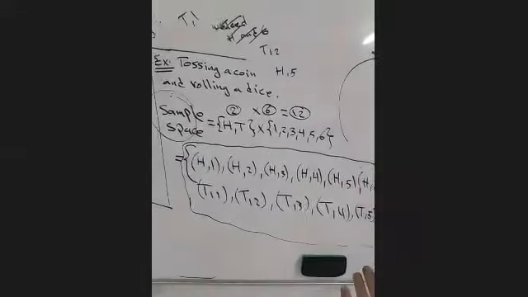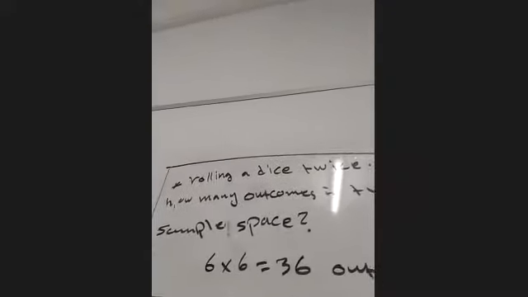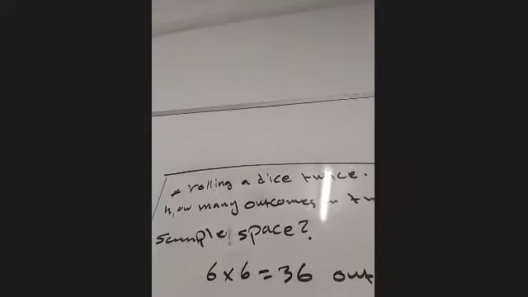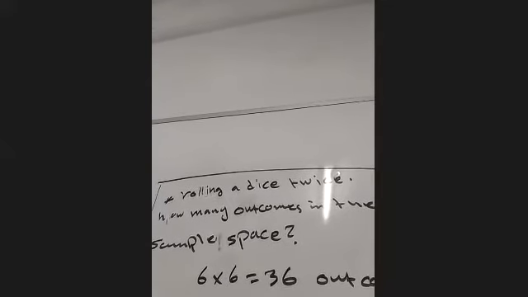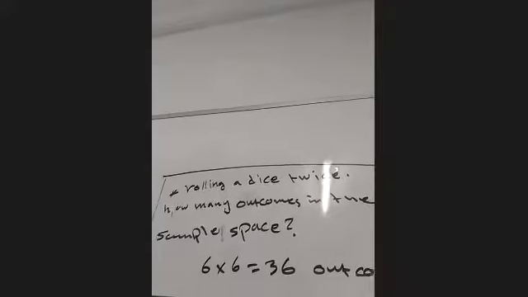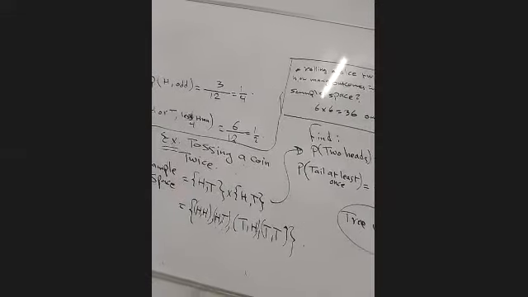You don't have to write it out and count. No, do not add, Mr. Yazan. You multiply, okay? You multiply. This is how we do the sample space and how we find probabilities of compound experiments.